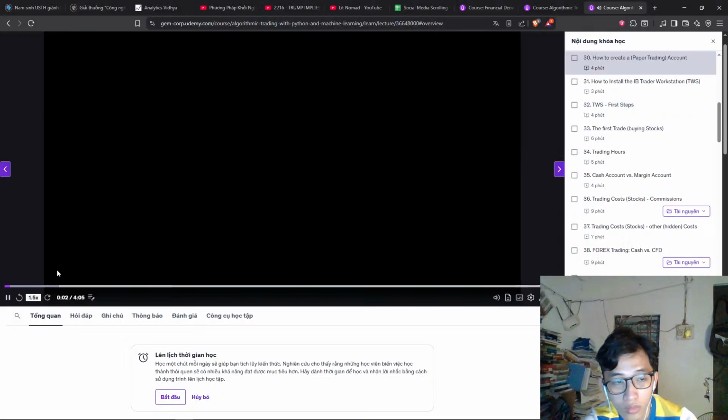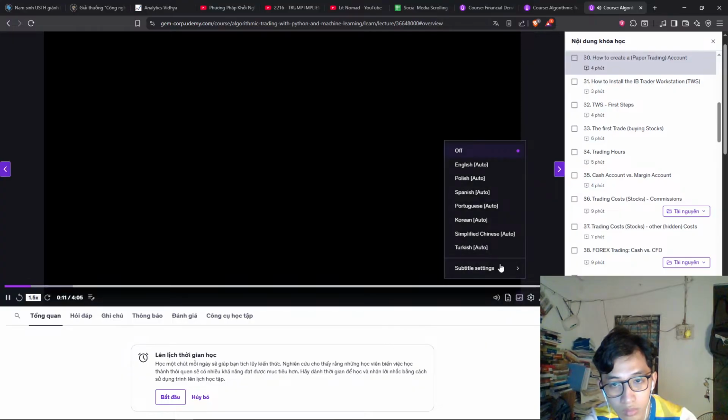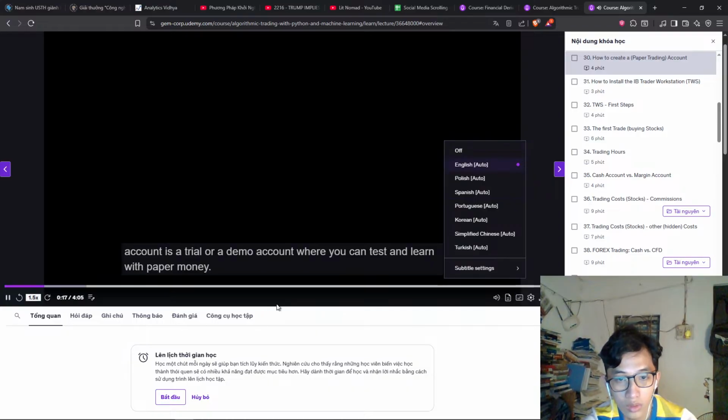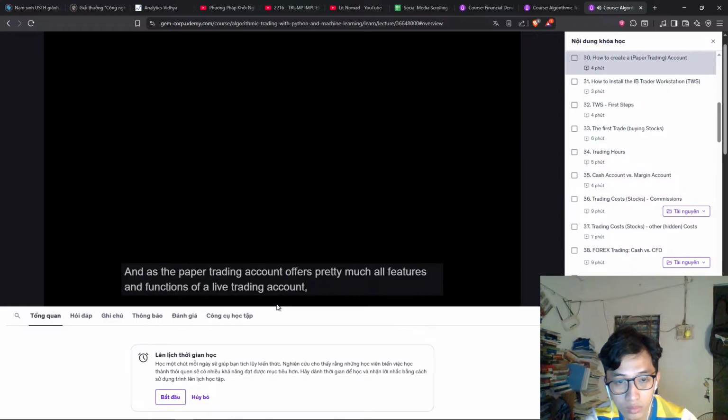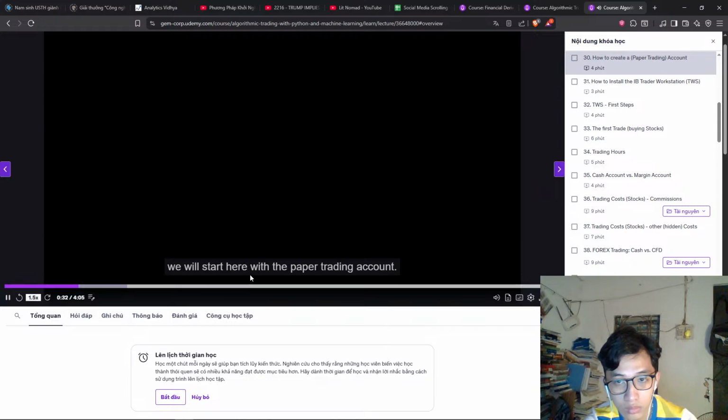Now, Interactive Brokers offers two different accounts, a paper trading account and a live account. As the name says, the live account allows you to trade with real money, while the paper trading account is a trial or demo account where you can test and learn with paper money, so no real money. Therefore, there's zero risk of losses. And as the paper trading account offers pretty much all features and functions of a live trading account, we will start here with the paper trading account.